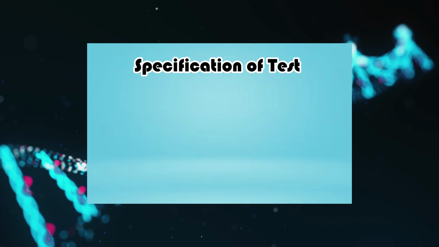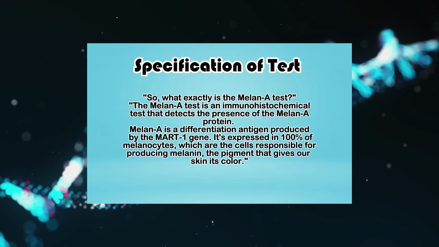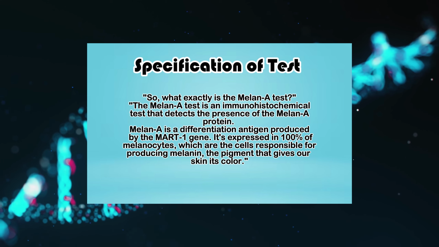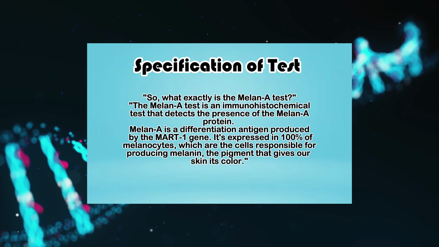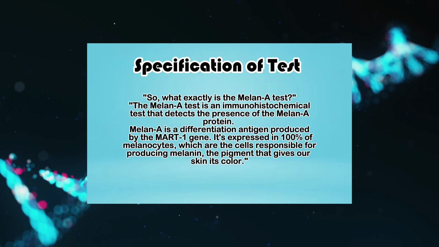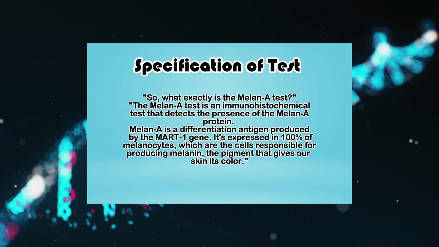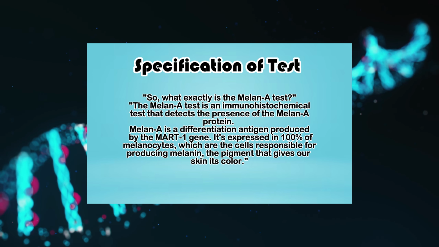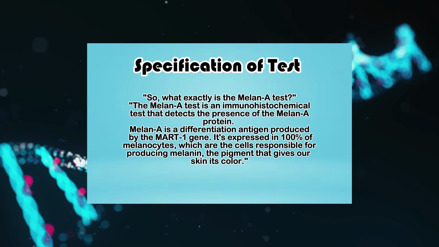Specifications of the test. So, what exactly is the Melan-A test? The Melan-A test is an immunohistochemical test that detects the presence of the Melan-A protein. Melan-A is a differentiation antigen produced by the MART1 gene. It's expressed in 100% of melanocytes, which are the cells responsible for producing melanin, the pigment that gives our skin its color.